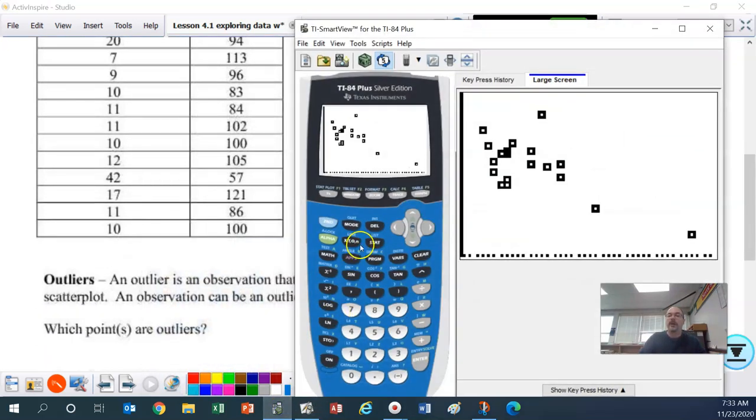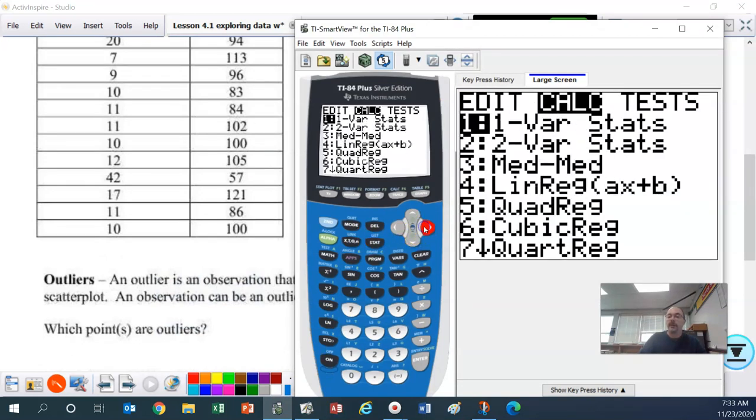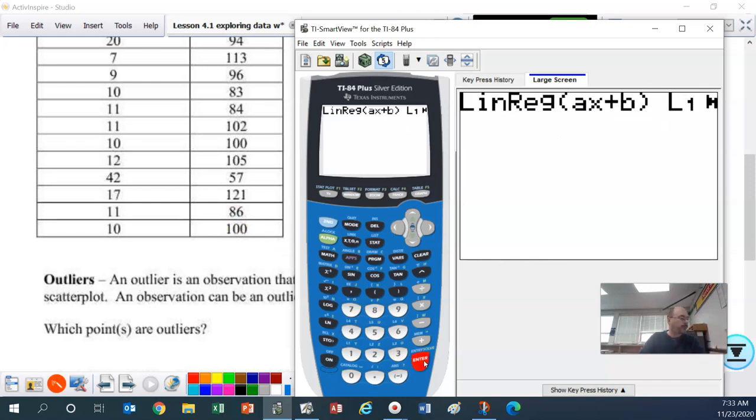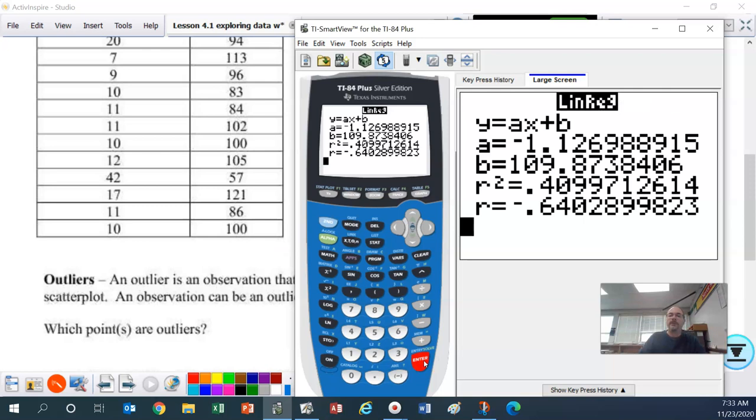Now, find the least squares regression line. All right, so let's go ahead and do that. Remember, stat, calculate, number 4. And voila, there it is. All right, so let's take a moment and write that down. I'll be right back with you in a second.